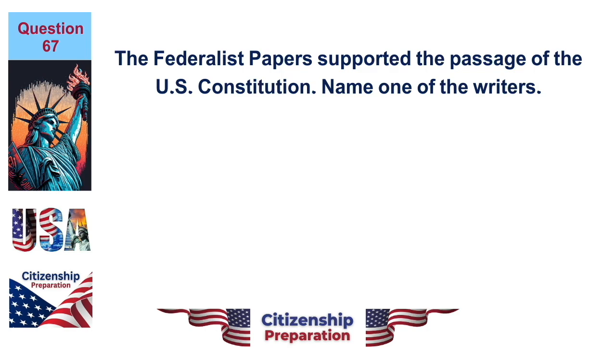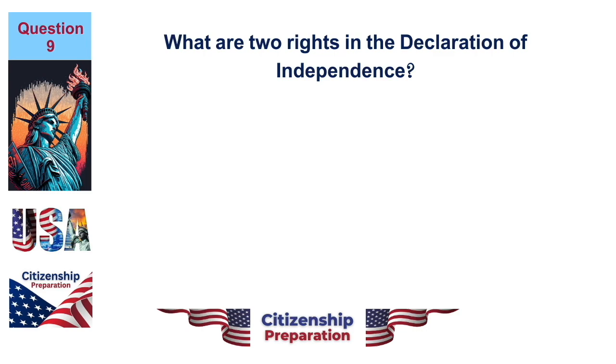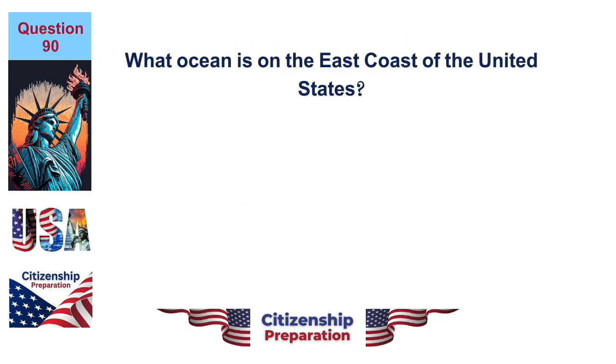The Federalist Papers supported the passage of the U.S. Constitution. Name one of the writers. James Madison. What are two rights in the Declaration of Independence? Life, liberty. What ocean is on the east coast of the United States? Atlantic Ocean.